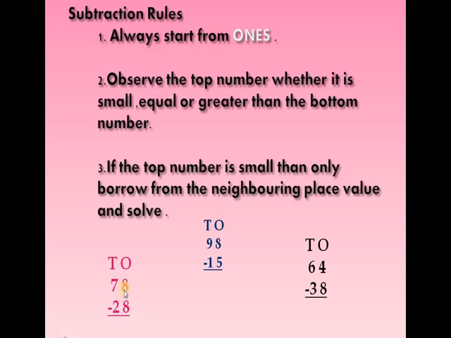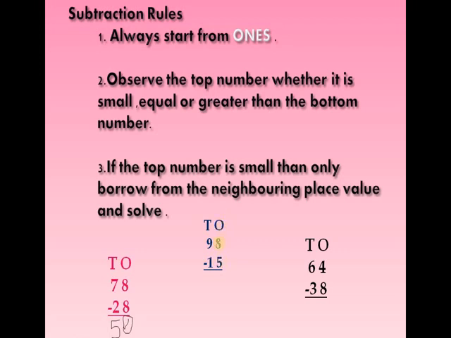Okay. Here, in ones place, top number and bottom number both are same, so we can do subtraction. No need to borrow. 8 minus 8 is 0. And 7 minus 2 is 5. So I'll write here 5. So our answer is 50. Here also this number is greater. Let's move on to the next.